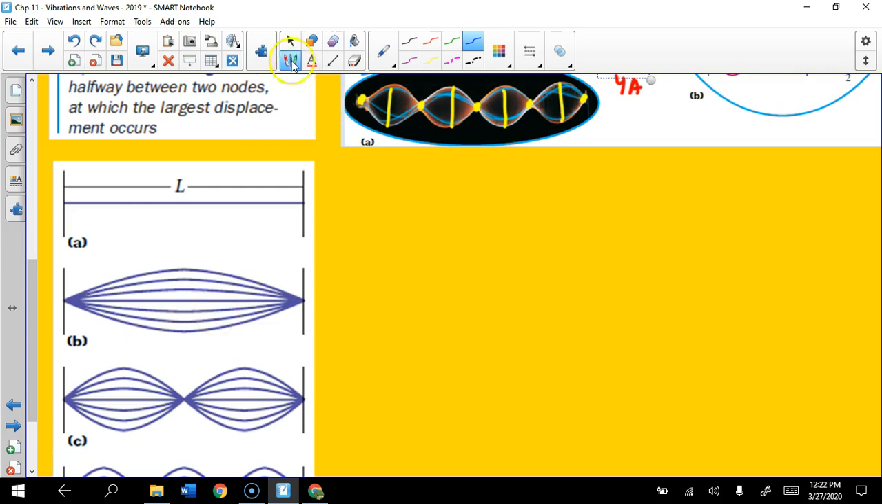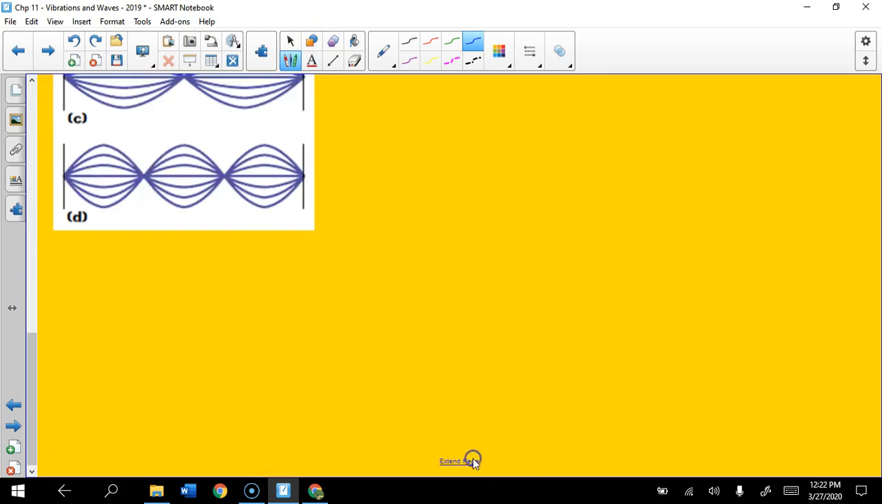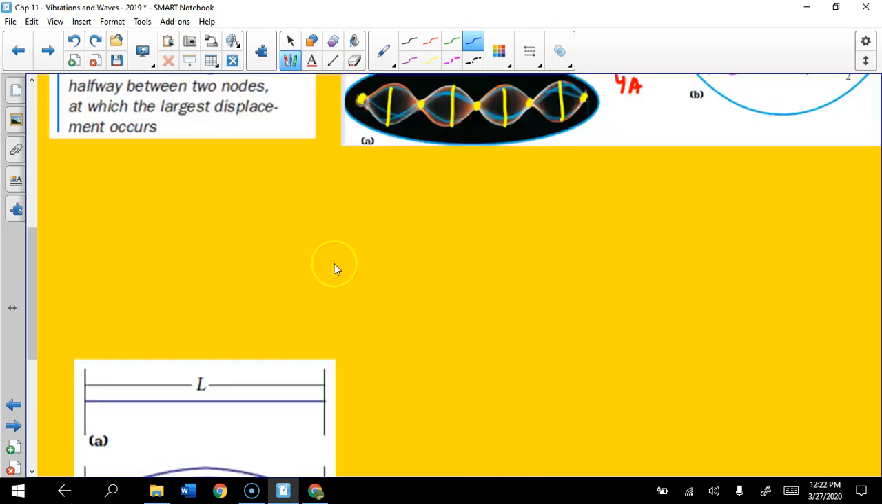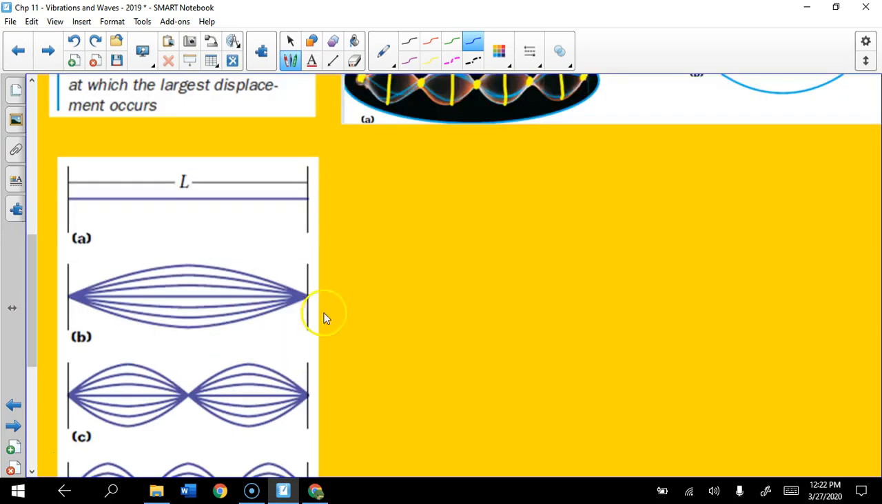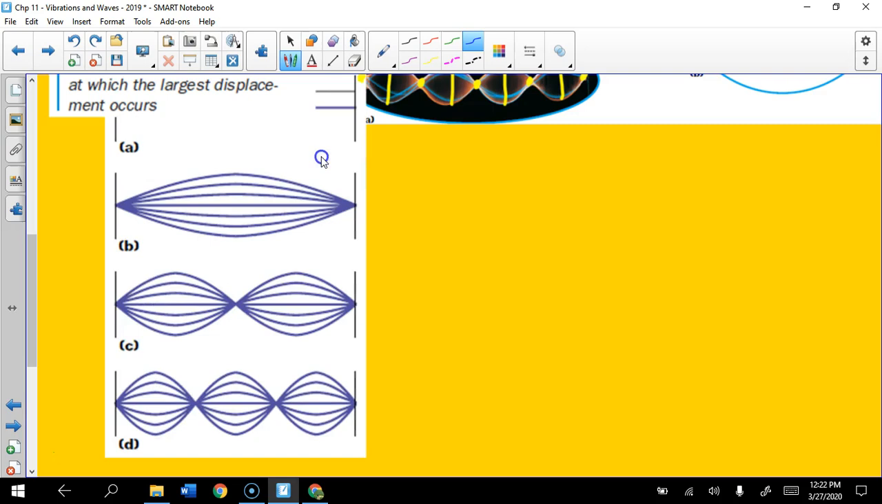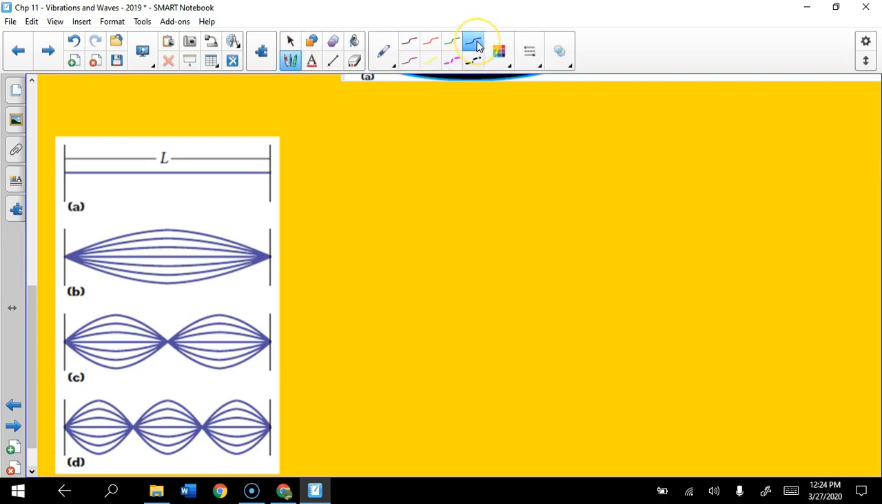What we need to do is relate the wavelength of the wave itself, the length of the wave, and the length of the string. Now we're going to take a look at the length of the string, and we're going to take a look at the wavelength. So those are two different things.